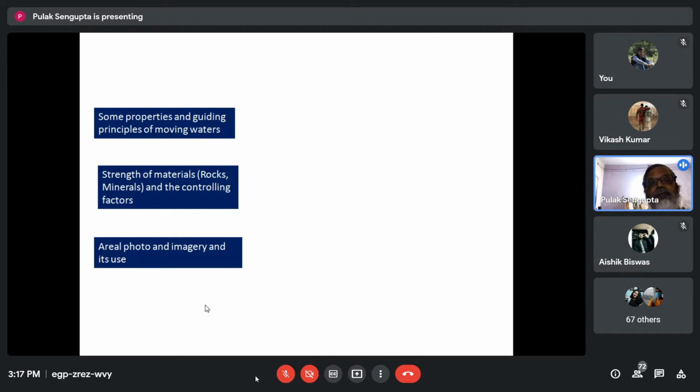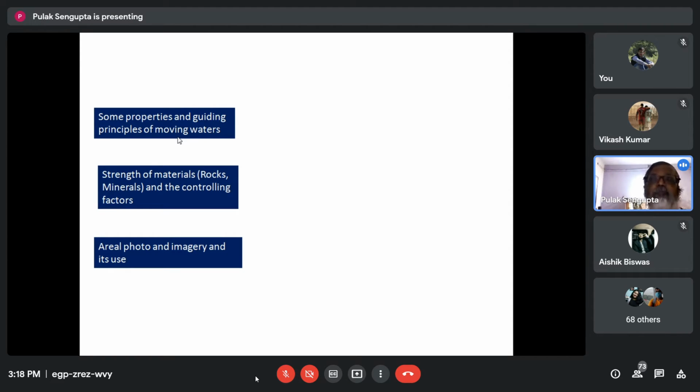So the topics we'll be discussing during this course, the part I will take, can be very broadly categorized into three themes. One aspect would be some properties and guiding principles of moving waters. I didn't write flowing waters intentionally, because when we talk about flow of water, basically we consider a slope. But water can move, and move very furiously, even without a slope, or even against the slope. That you must have seen during the cyclones, tornadoes, tsunamis. So the principles I'll be discussing will be applicable to all kinds of flows.